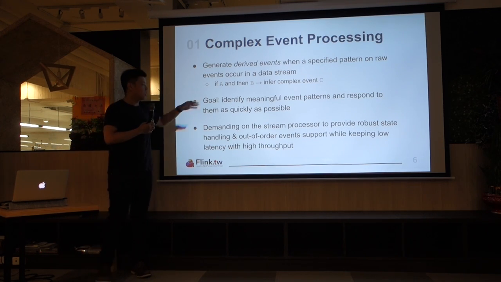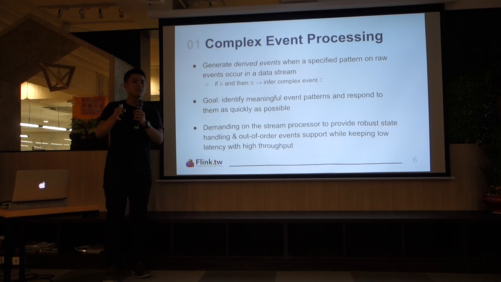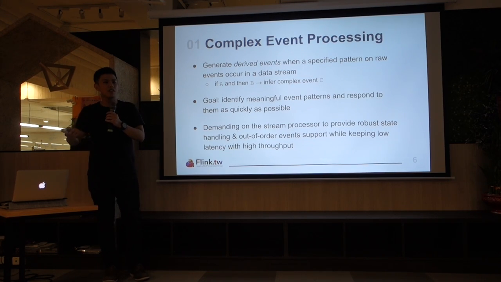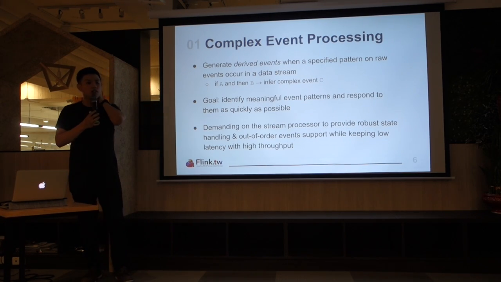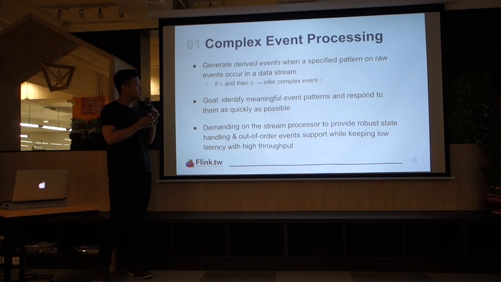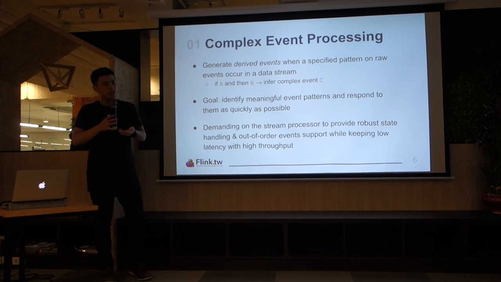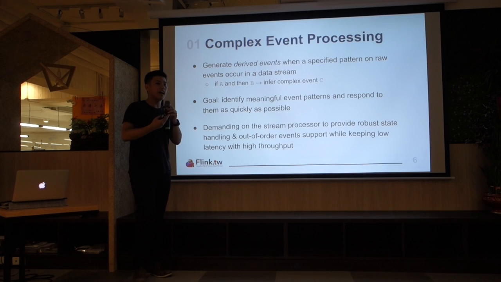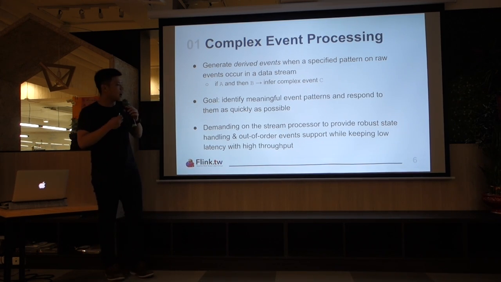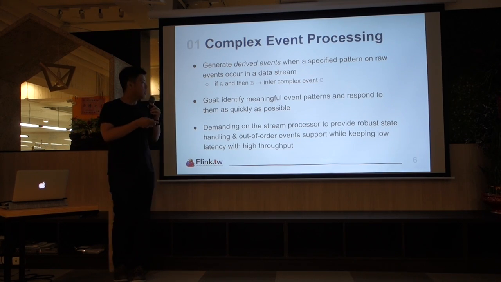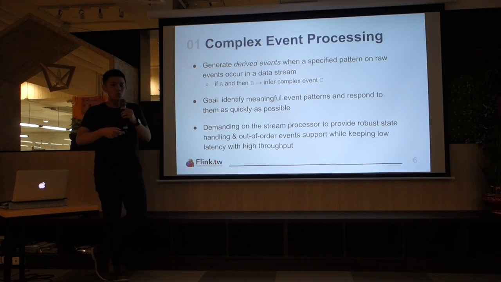What this means is if A happens and then B happens, then we infer C. For example, in the following example, if an order is received, and then an order is not processed, we would infer that something has gone wrong with this order reception. So the goal of complex event processing is to identify meaningful event patterns and respond to them as quickly as possible.